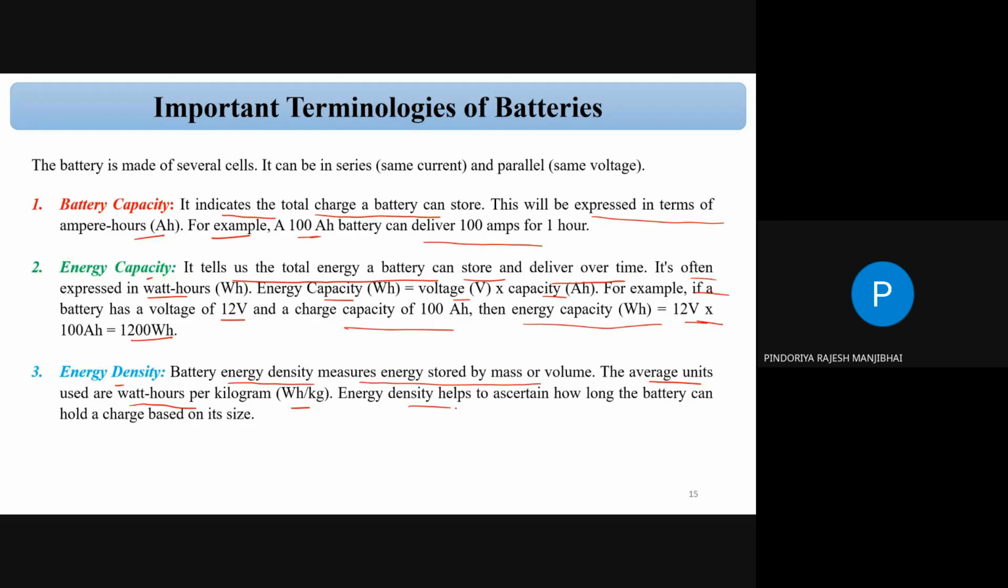Energy density helps to assess how long the battery can hold the charge based on its size. So how much energy can we store, or how much energy it can hold, that we can find out by the energy density.